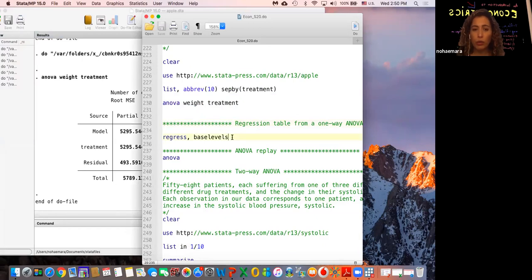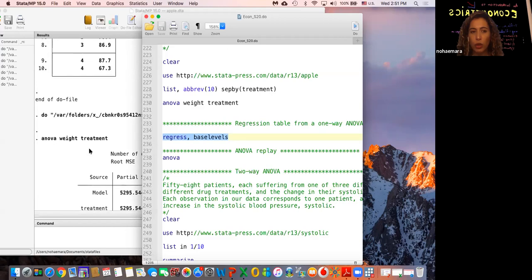There is also a command called regress. And the regress command will give us deeper information after we run the ANOVA command. So if I'm interested in knowing which treatment is better, which treatment would give me the highest weight, which treatment would give me the lightest weight, the heaviest versus the lightest weight, what you can do here is run the regress command, and as you can see here, what is the base level? Let me show you here so that you can understand.